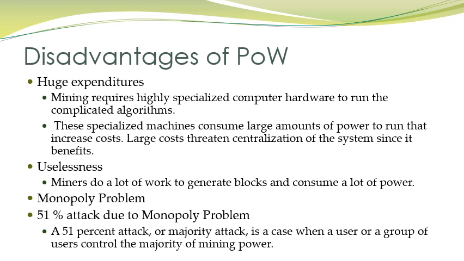The 51% attack on proof of work is due to this monopoly problem. A 51% attack, or majority attack, is a case when a group of users, a group of miners that has very high computational power, can control the overall system, that is, control the majority of mining power, and this will create a monopoly problem in the Bitcoin network. We will talk more about this monopoly problem in the next session.